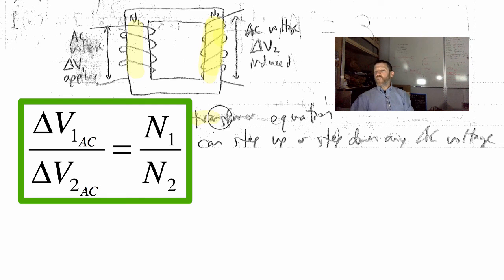So, the transformer equation: you can make any voltage you want out of an AC voltage. You can step it up or step it down. You can't create energy, but you can change the voltage to whatever you want.